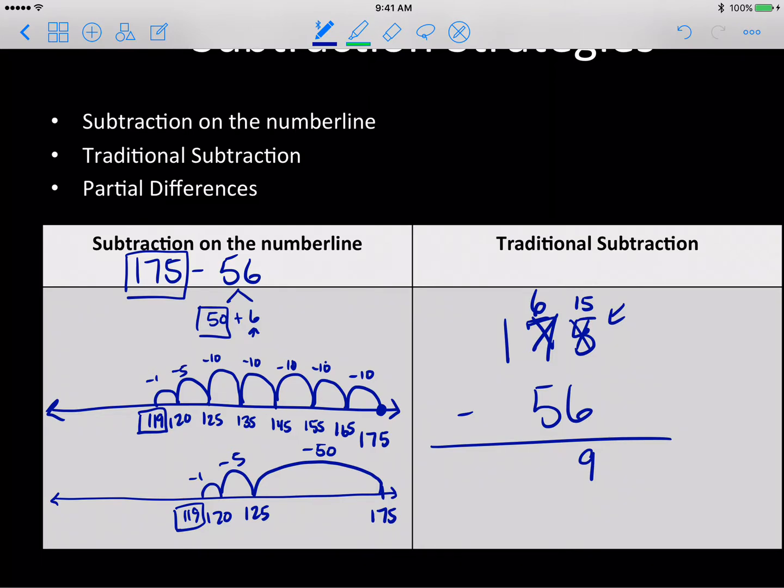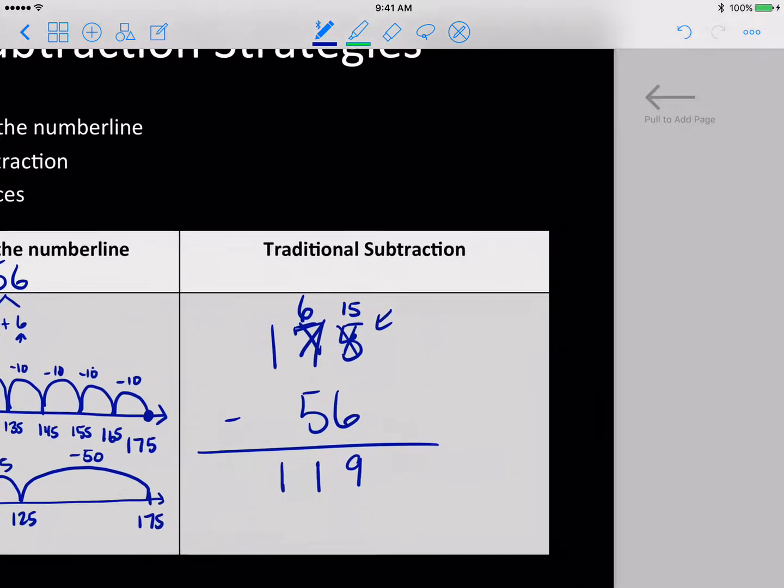Now I'm going to move to the tens place. 6 minus 5 is 1. And then 1 minus 0 is 1. So the same idea here, just a different way to go about it. These are two of the main ways we'll be working with subtraction with this standard. It can be a little tricky, but we'll practice a lot and everything will be great.